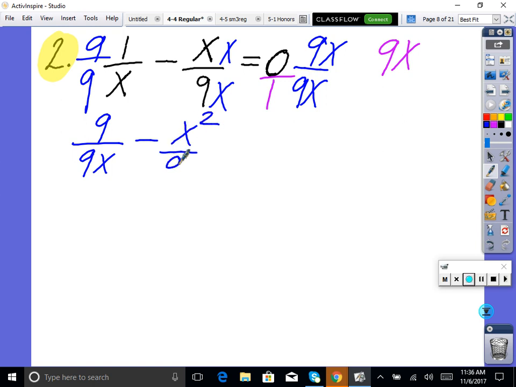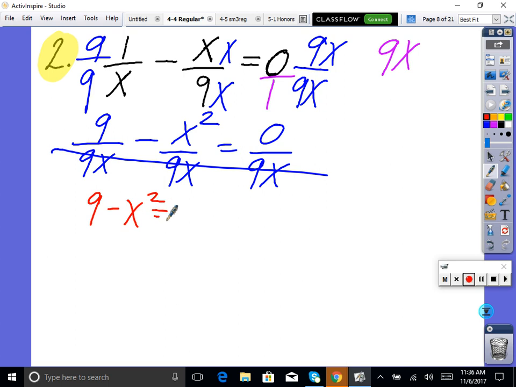X squared over 9x equals 0 over 9x. Now look, aren't your denominators the same? Hallelujah. Ignore them then. Let's solve using the top. Here we go. My true statement is 9 minus x squared equals 0. Now look, this one came out to be a quadratic.